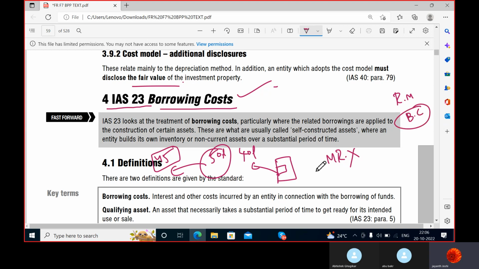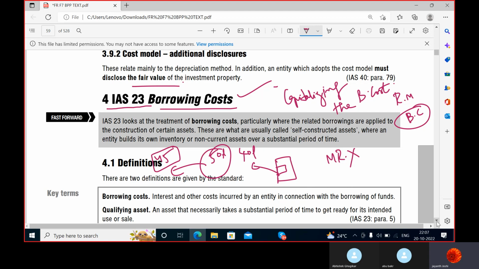So this borrowing cost would be recovered by the builder, and how is he recovering it? He's adding this borrowing cost to the property value. Correct or wrong? Please tell me. That means he's capitalizing the borrowing cost. What do you mean by capitalizing the borrowing cost? He is not showing this borrowing cost in the statement of profit or loss as an expense. He is just adding the borrowing cost to the asset value and recovering the money from you.